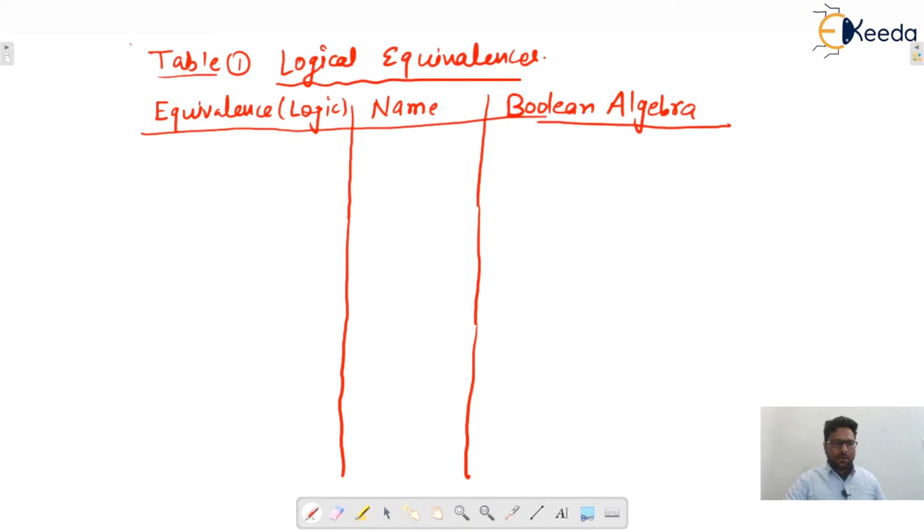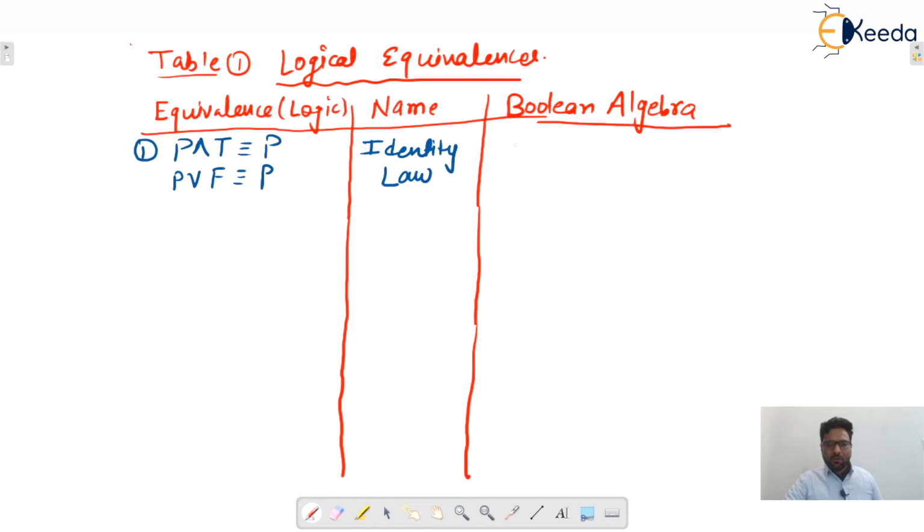Now, the first property: any proposition P and true will always be equivalent to P. Because if P is true then the result will be true, and if P is false then the result will be false. So the result is always P. Similarly, P or false is equivalent to P. And the name of this law is the identity law.